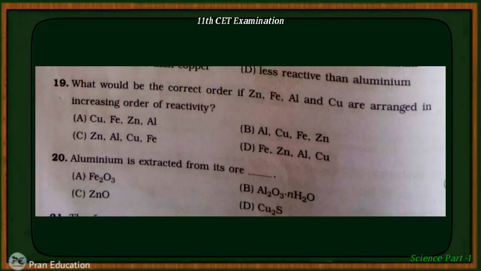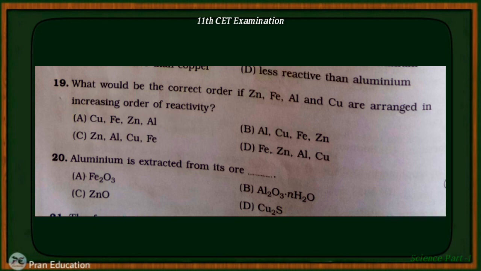19th. What would be the correct order if Zn, Fe, Al and Cu are arranged in increasing order of reactivity? Options: A. Cu, Fe, Zn, Al, B. Al, Cu, Fe, Zn, C. Zn, Al, Cu, Fe, D. Fe, Zn, Al, Cu. The correct option is option A. Cu, Fe, Zn, Al.